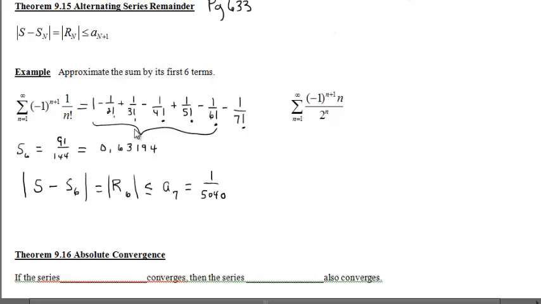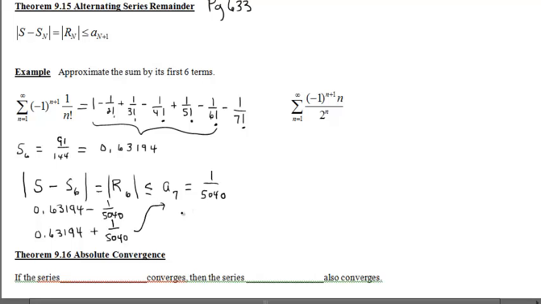I'm going to take the 6th partial sum, and I'm going to add and subtract this remainder and create an inequality. So the sum of the series is going to be in between these two values I'm creating. And actually 1 over 5040 is a decimal. It's 0.0002. That's what this is equal to.